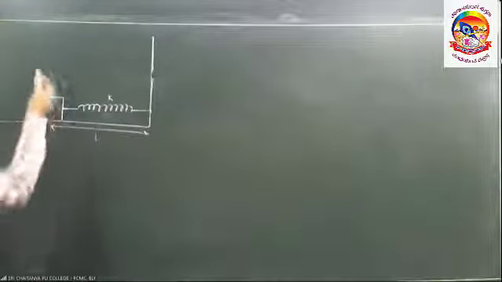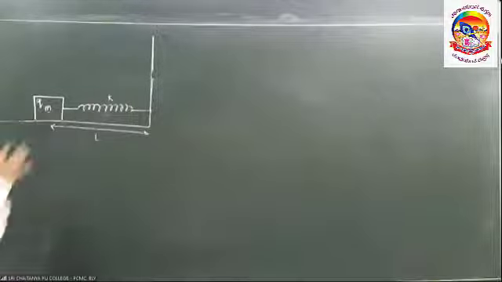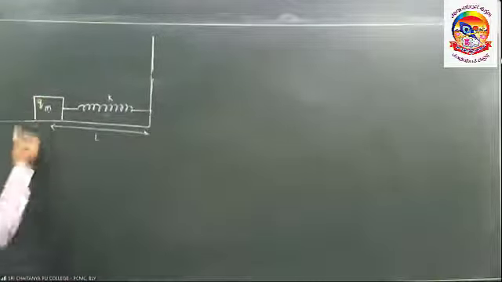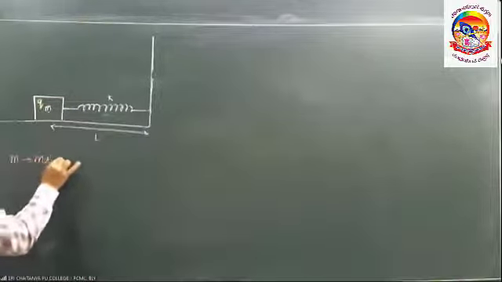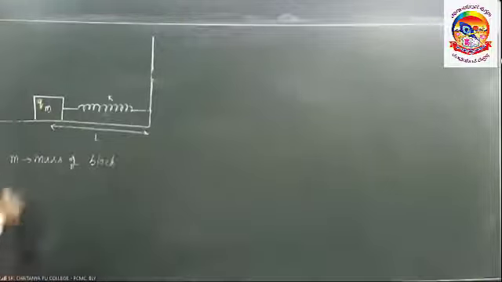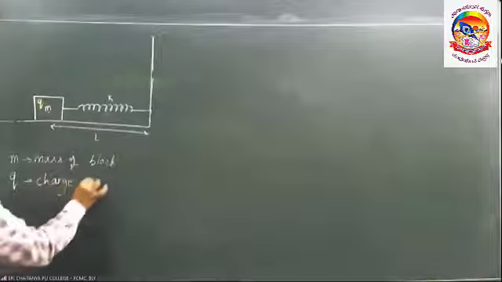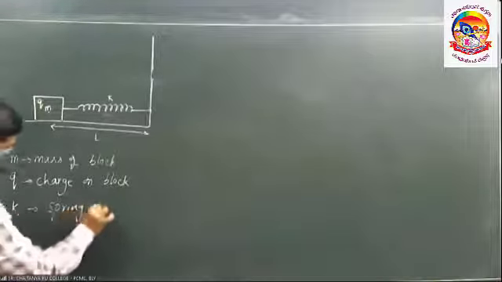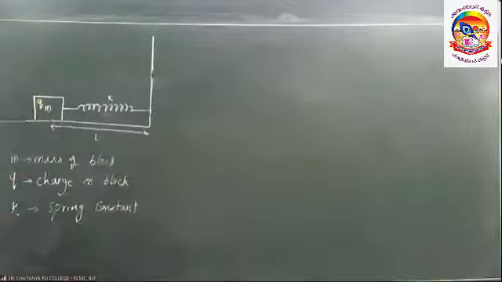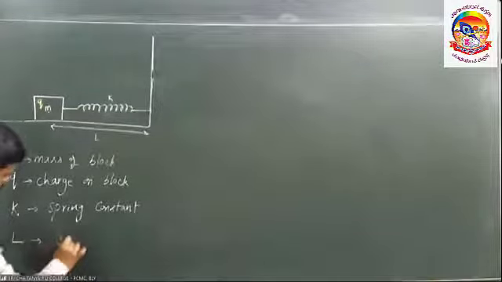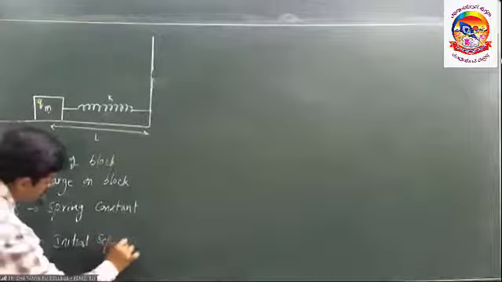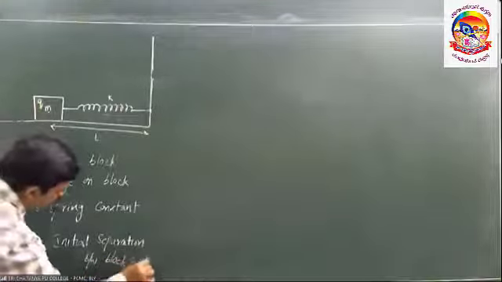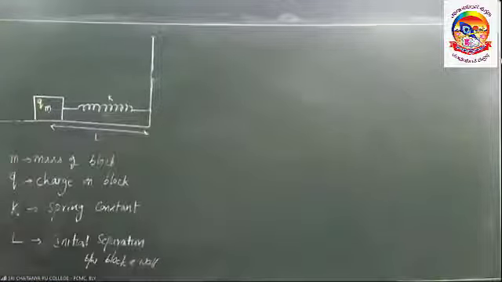Let Q be the charge on the block. So now this block has charge Q. So what is given for us? M, mass of block; Q, charge on block; K, spring constant; L, initial separation between what and what? Between block and wall. This is the initial separation.